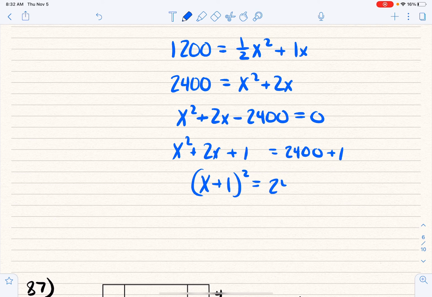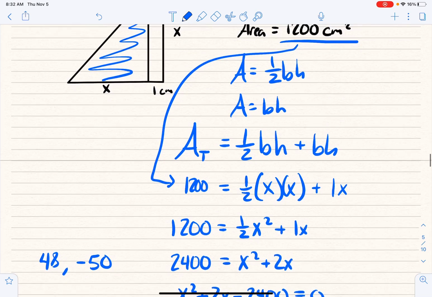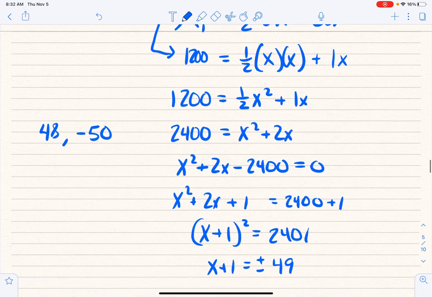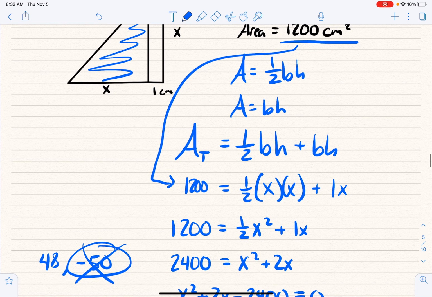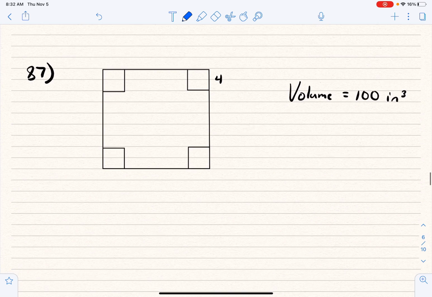2401. Square root both sides, I get x plus 1 is equal to plus or minus the square root of 2401, which is 49. Go ahead and subtract 1 from both sides, and you get either 48 or negative 50. Now again, we're dealing with dimensions, so we can't have a negative value, so this one does not make sense. So in this circumstance, x has got to be 48. Okay. All right, almost done. 2 problems to go.